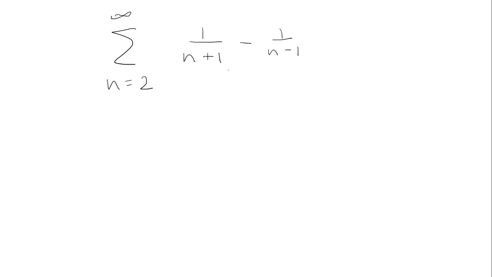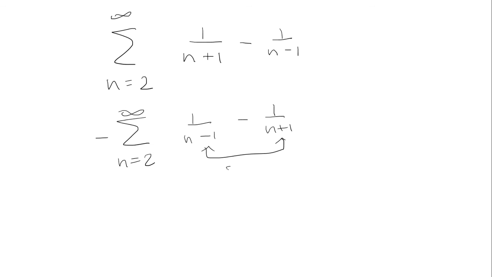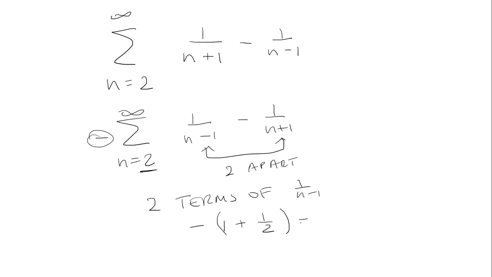Okay. So we know that 1 over n plus 1 is smaller than 1 over n minus 1. So what we're going to do is factor out a negative and just switch the order. And then we know that these two are 2 apart from each other. So we're going to have 2 terms of 1 over n minus 1. So that's going to be first when n equals 2, we get 1. And then when n equals 3, we get 1/2. But don't forget, we still have the negative out here, so we want to put the negative outside. And so we get negative 3/2 as our answer.